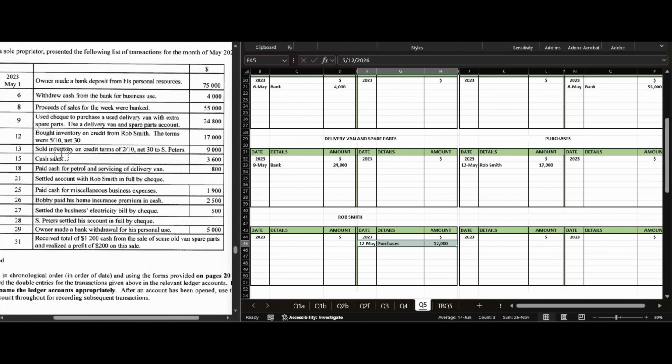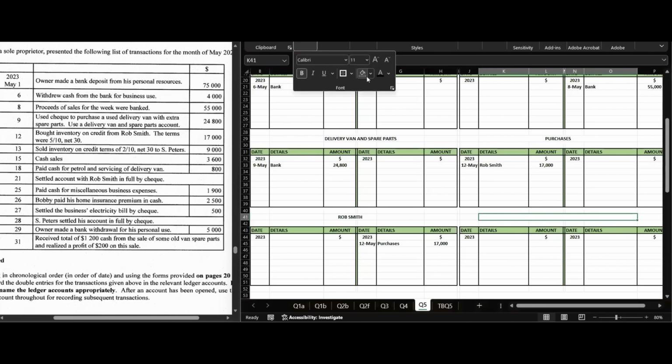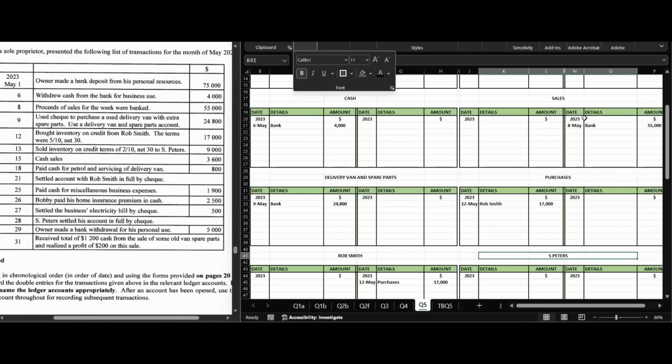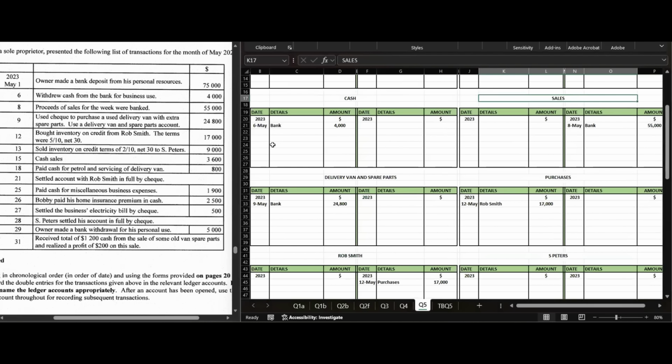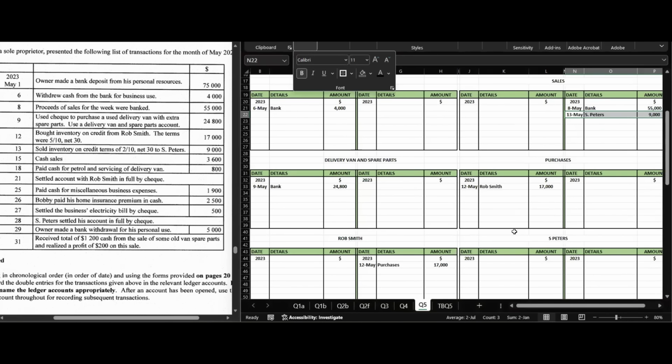On the 13th, sold inventory on terms of 2/10 net 30 to Peters. Again, net 30 means Peters will be given 30 days to pay. If he pays in 10 days, he'll get a 2% discount. What accounts do we need here? Well, we need Peters' account, and we need our sales account, which we already did record. So, we'll credit our sales, and we will debit Peters.